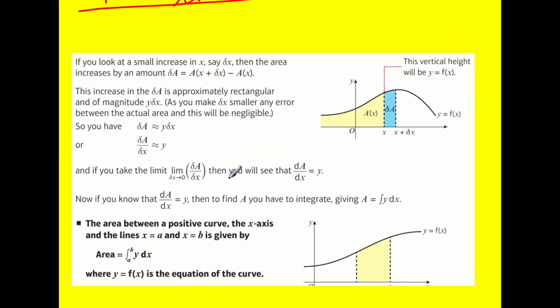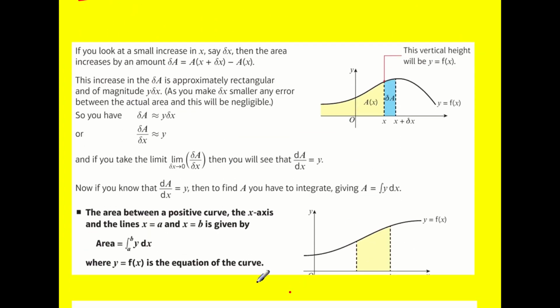Here's a little summary of what I've said. Yeah, they use delta x as well, and this is what you need to be aware of then. This formula here, okay, and this. The area between a positive curve. We'll talk more about the positive curve and what happens if you get a negative curve later on.